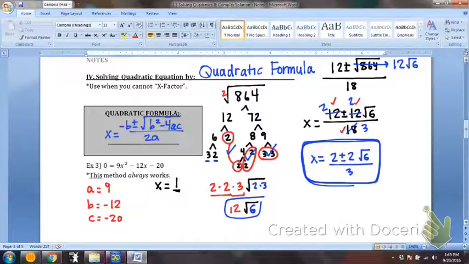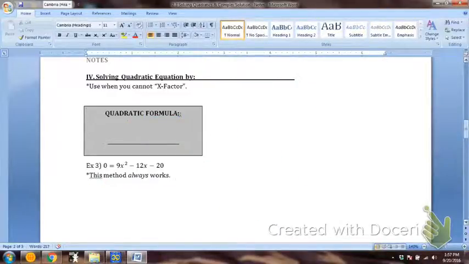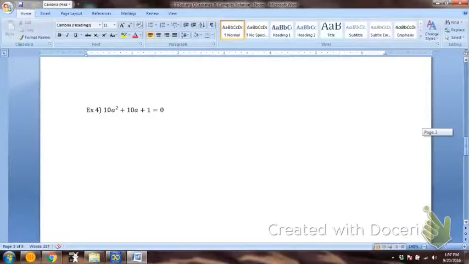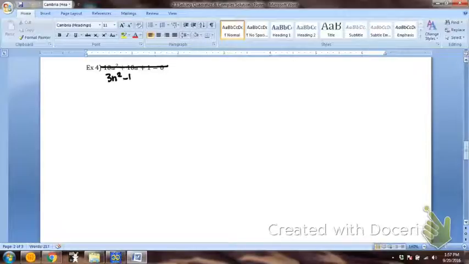So, I want you to scratch out example number 4, and write this problem in instead. If you don't have enough room, take out a piece of paper. 3n squared minus 12n equals negative 7.